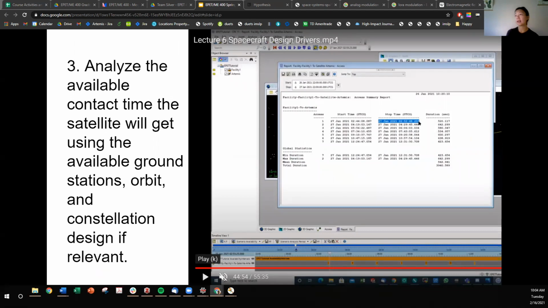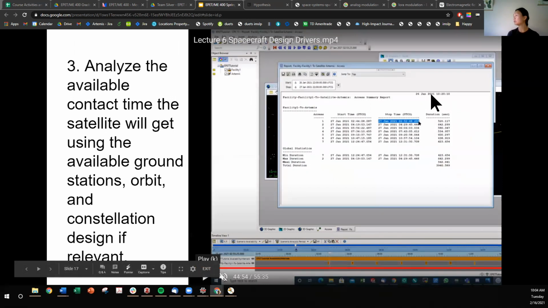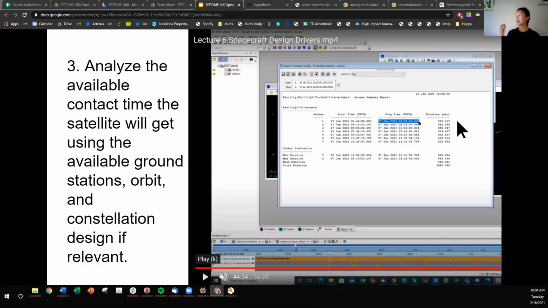All right, 3, analyze the available contact time the satellite will get using the available ground station's orbit and constellation design if relevant. You'll remember that we did this activity in a previous lecture where we demoed STK with Miguel Nunes. And here from the STK report, you can see the duration of the different ground station passes. So if you combine the data rate with the duration of your ground station passes, then you'll get a total amount of data packet that you'll be able to downlink or uplink, depending on which direction you're going.